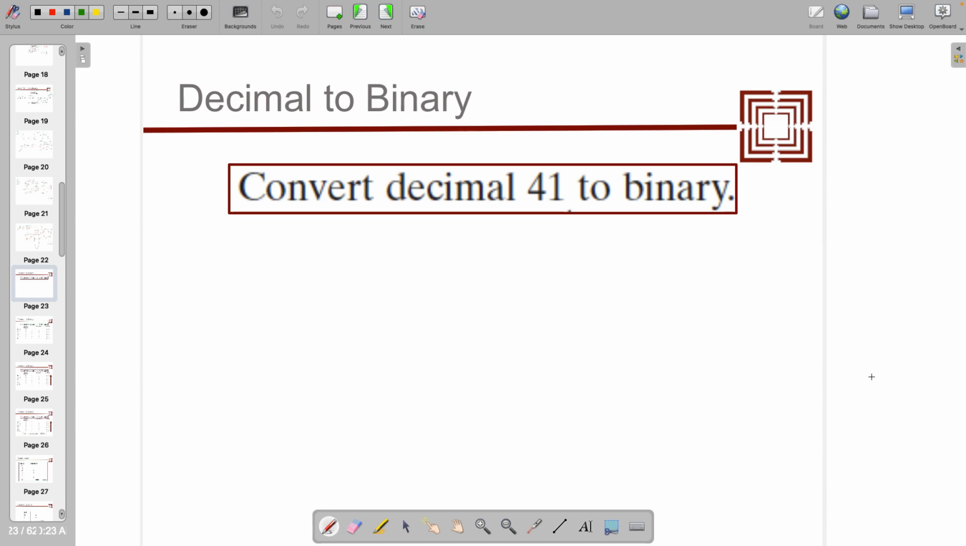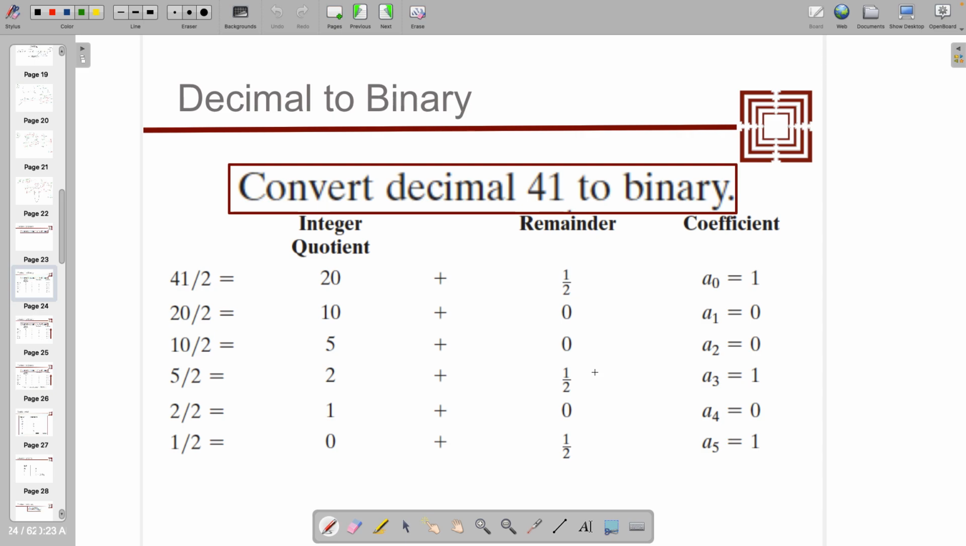If you want to convert your decimal number 41 to binary, what are you going to do? You are going to divide 41 by 2. So what are you going to get? Two things: one is the remainder and one is the integer. So 20 plus 0.5. If the remainder is other than 0, then, as I told multiple times in the previous slides, it will make the coefficient 1, right?